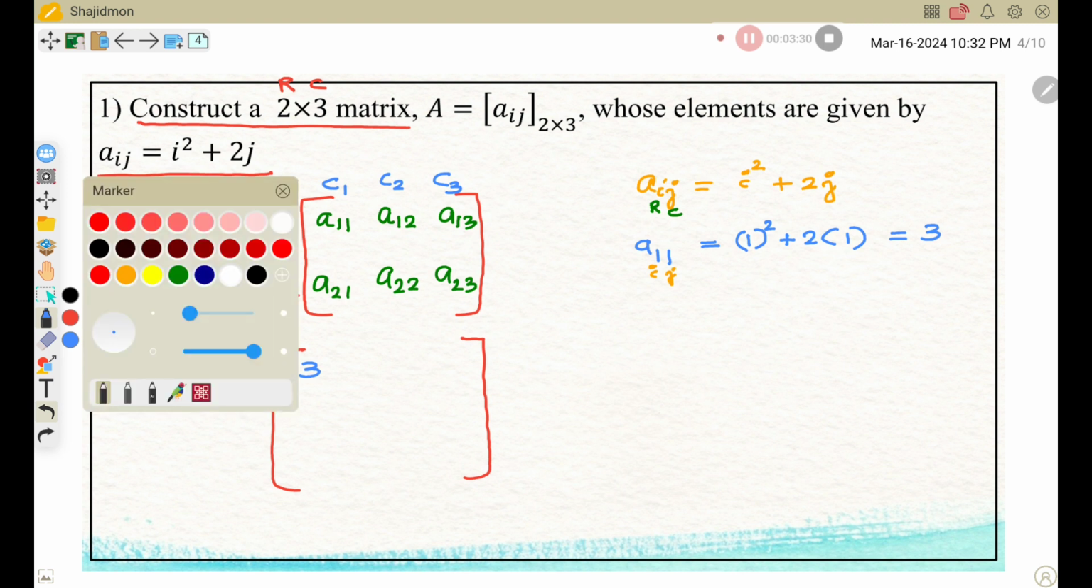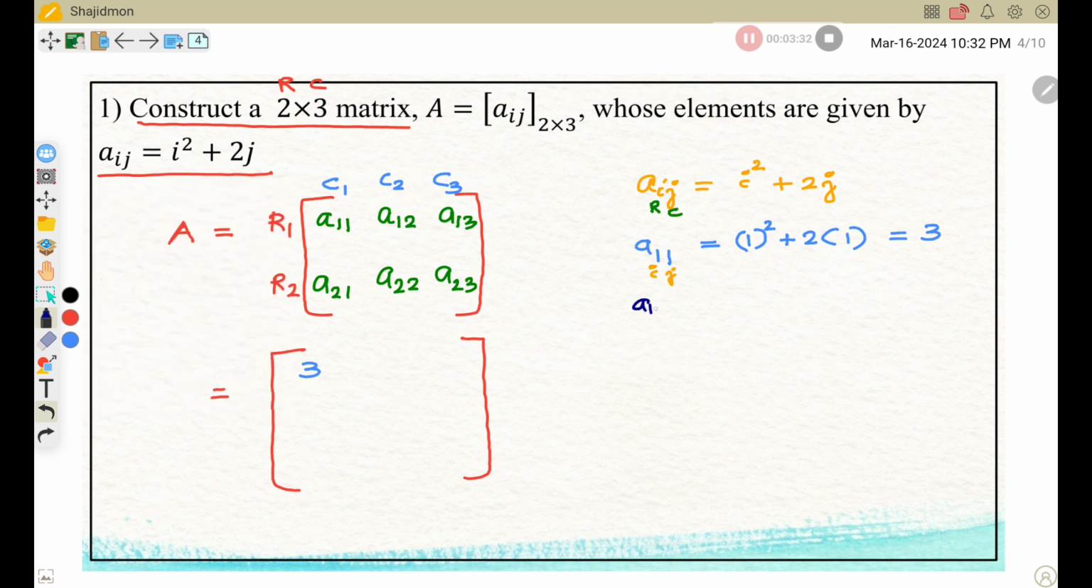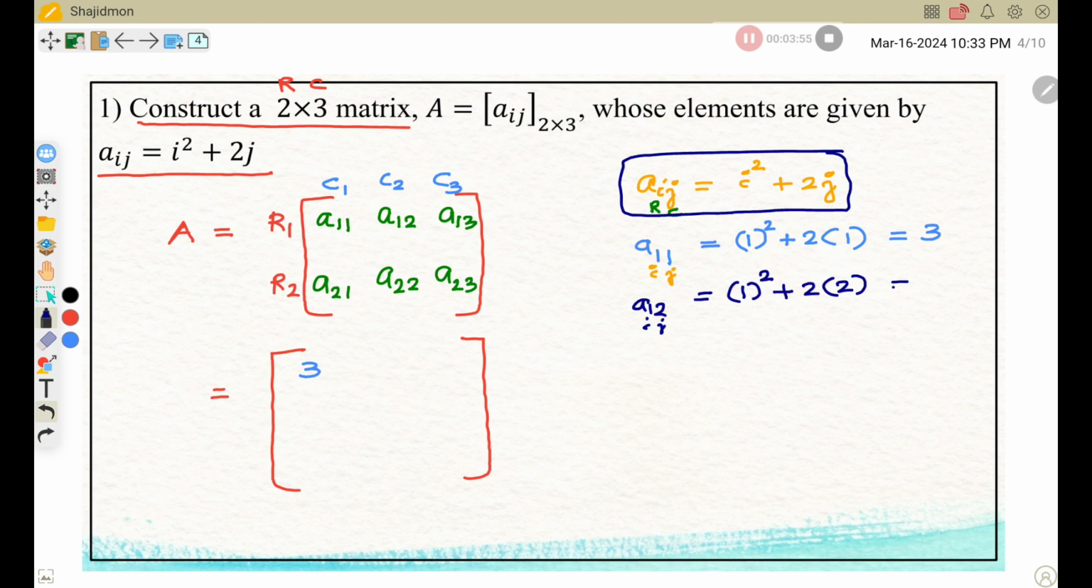Now in a similar way we need to calculate A12. A12 means the i number is 1 and the j number is 2, correct? The first number is i, the second number is j. So for A12 we again apply the rule, i square plus 2j. So 1 square plus 2 times j, which is 2. The answer you will get is 5, because 2 multiply 2 is 4, and 4 plus 1 is 5. So the second number is 5.